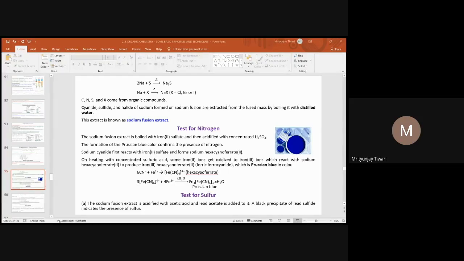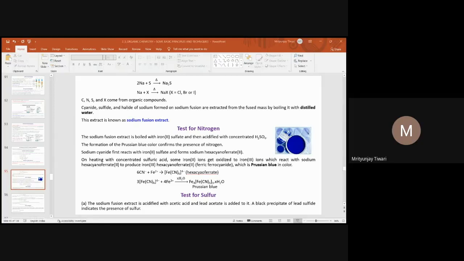Now three molecules of sodium hexacyanoferrate, 3 into Na4[Fe(CN)6], will react with 4 Fe3+ ions, and these Fe3+ ions are produced because of the oxidation of Fe2+ into Fe3+ by the reaction of sulfuric acid with Fe2+. And then it forms Fe4[Fe(CN)6]3·xH2O, with water of crystallization, and this is Prussian blue in color, which confirms that the organic compound contains nitrogen.